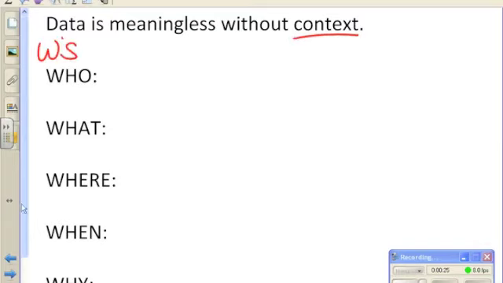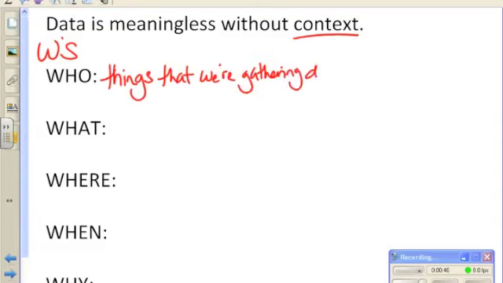Who, what, where, when, why, and hiding down here, how. So I'm going to define each one of these for you, explain what we're looking for, and then we're going to take a look at 2 examples. So when it says who, these are the things that we're gathering data about. Now, this is not who gathered the data, but instead who we're gathering data about. And I'll try to make that difference really clear when we get to our examples.